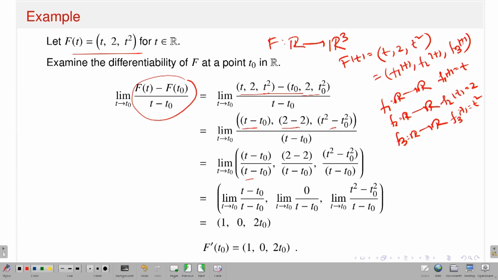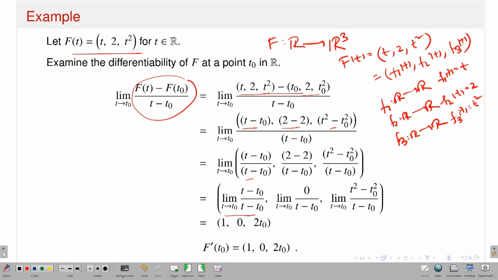And of course, there is a relation between the existence of limit and component functions. Therefore, this is nothing but the limit as t approaches t naught of t minus t naught divided by t minus t naught, and so on. You can do this easily. The first one gives the limit 1, the second one is 0, and the third one is 2 t naught. Therefore, this function capital F is differentiable at the point t naught, and the derivative of F at the point t naught is nothing but (1, 0, 2 t naught). Very simple example, just use the definition.